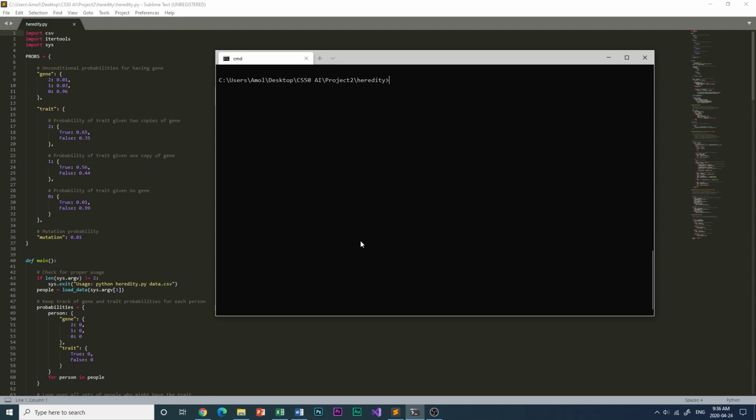The algorithm uses conditional probability, where it generates the value of every possibility of genes and traits and adds them to the appropriate values in the distribution.